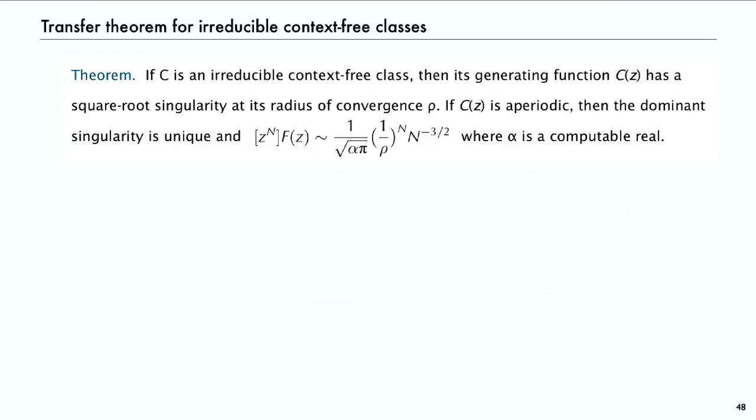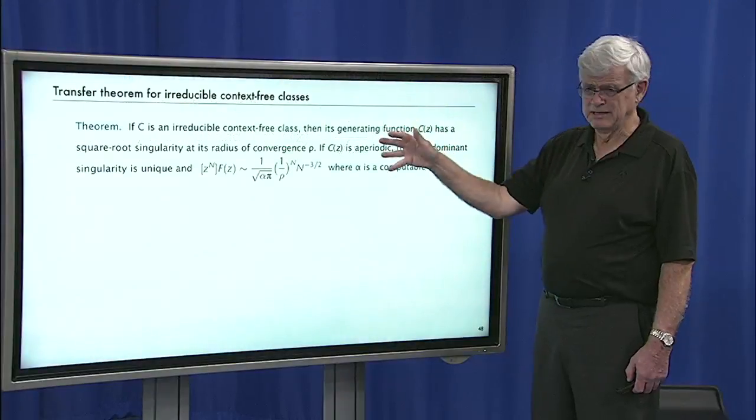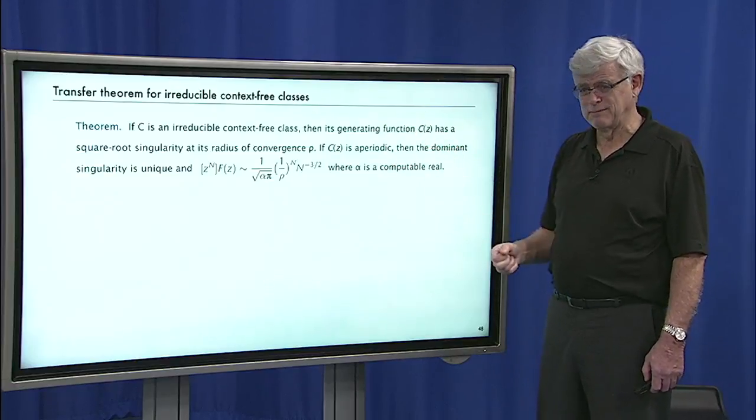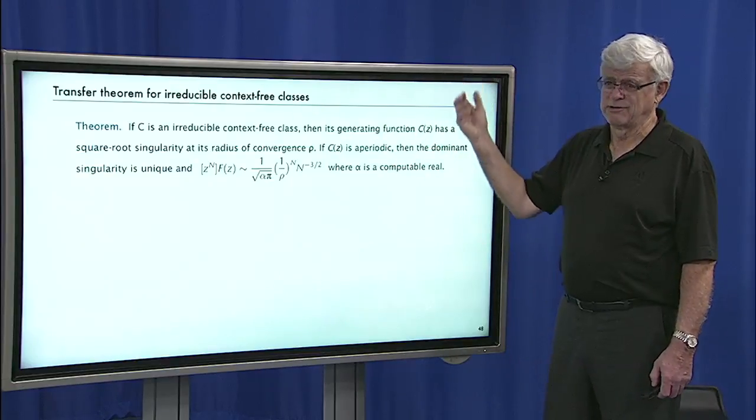Given that condition, if we have an irreducible context-free class, then the first part of the theorem is that the generating function has a square root singularity. Then there's another aperiodic condition, but then we have a unique dominant singularity, and again we get square root of pi n to the minus 3 halves asymptotics, where alpha is a computable real. So amazingly, by a general transfer theorem, any context-free class is going to have the same asymptotics as trees did.